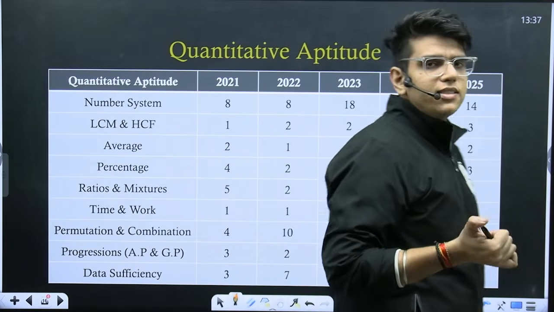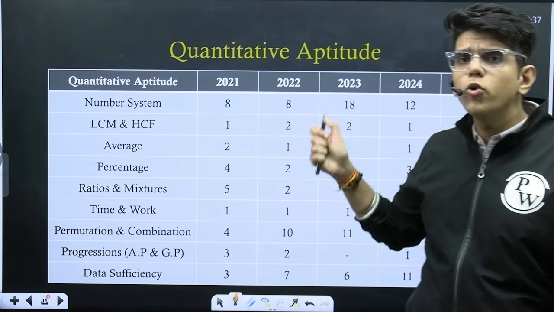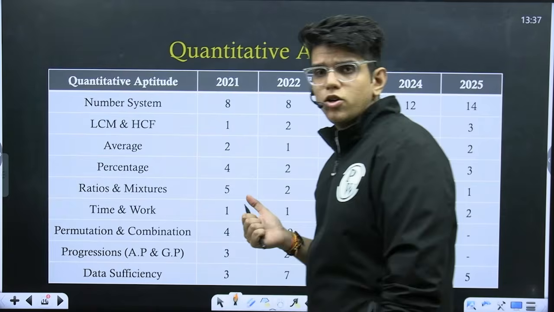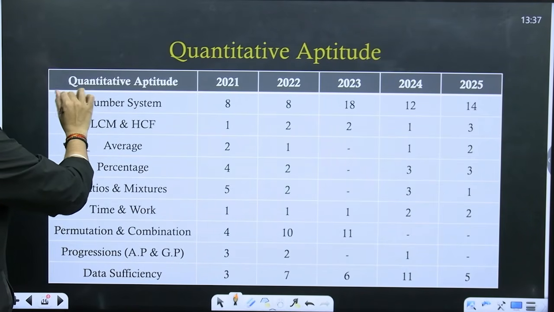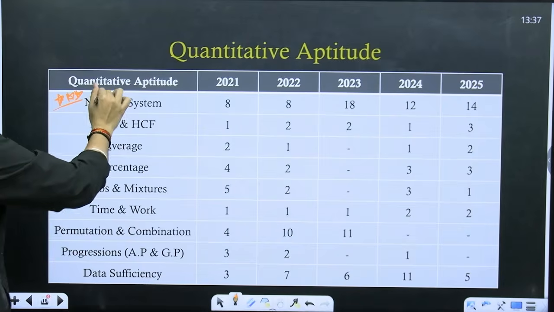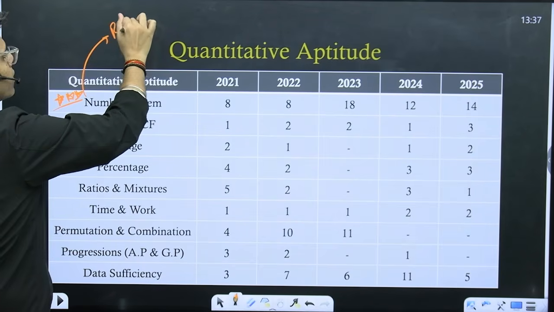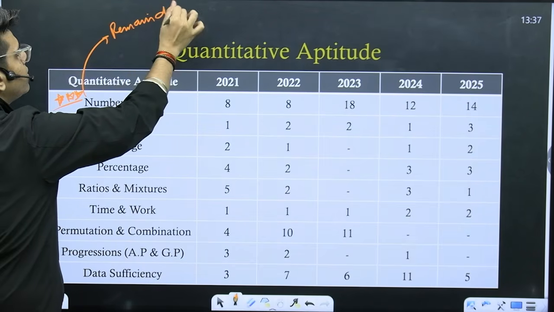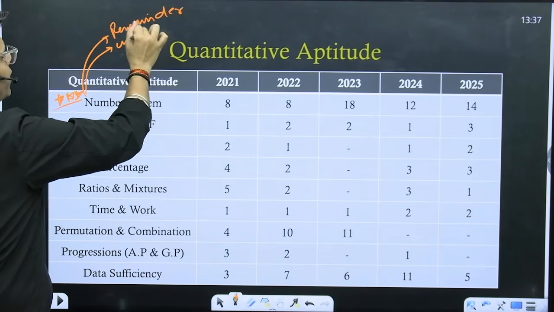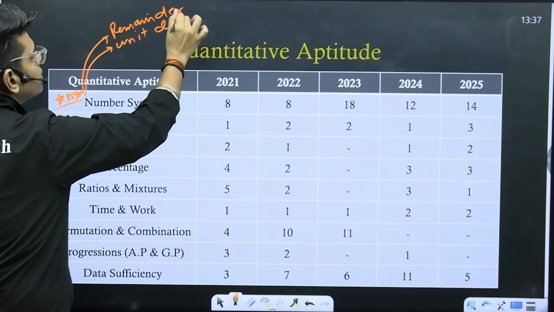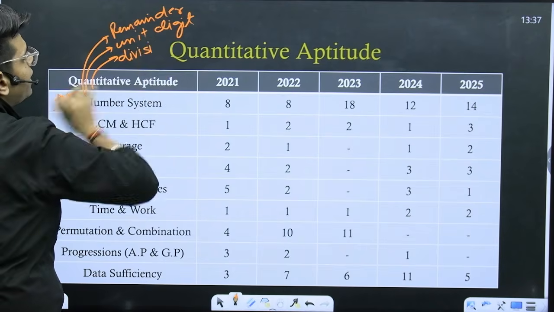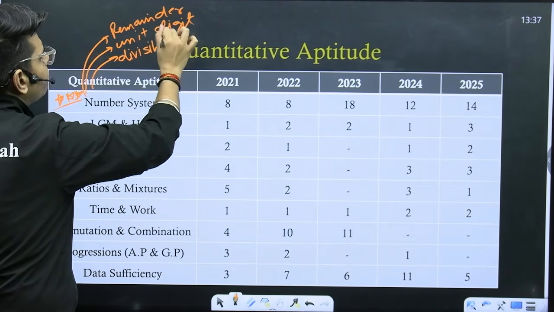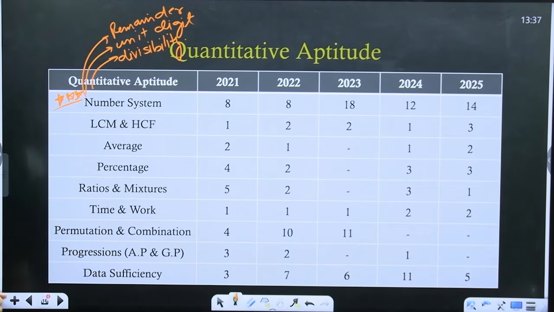Similar to logical reasoning, there are very important topics from quantitative aptitude. What are the important topics? The most important topic is number system. Within number system: remainder, unit digit and divisibility. I will show you why I am writing only these 3 subsets of number system through questions.